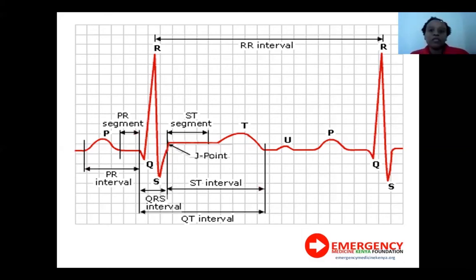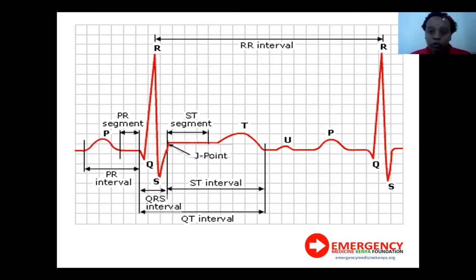Remember, we talked about our RR. We use the RR interval when we want to know whether our rhythm is fast or slow, and you're able to easily do this when you want to know whether, as I said, it's a regular or an irregular rhythm.